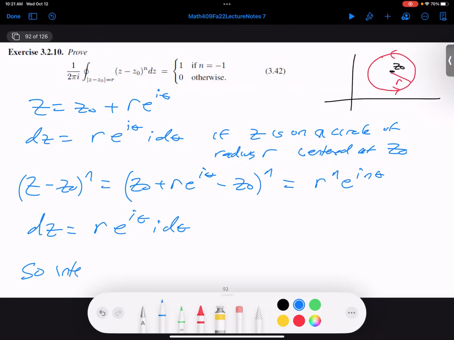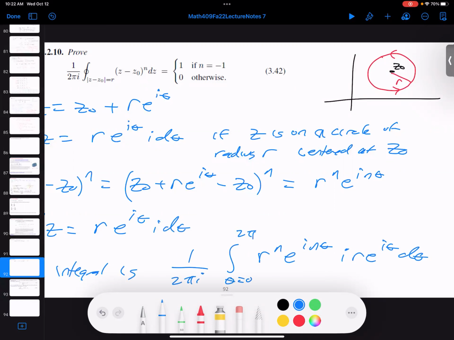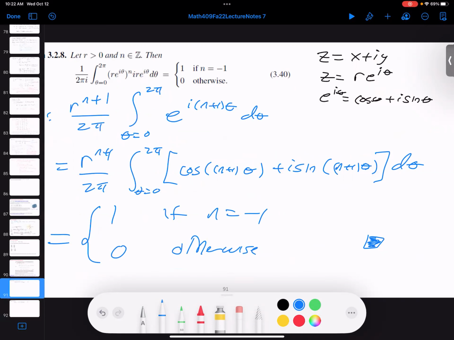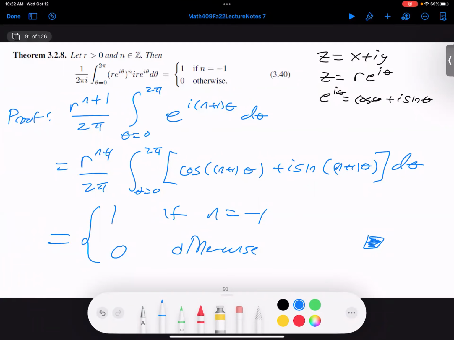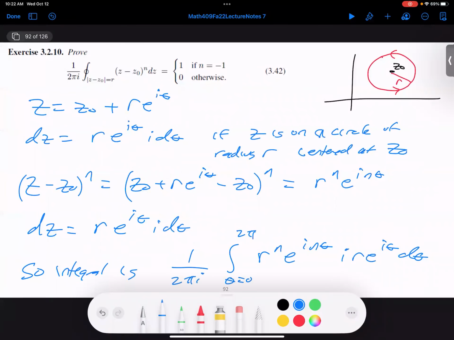So the integral is going to just be 1 over 2 pi i, integral theta goes from 0 to 2 pi. And when I put things in, I'll get r to the n e to the i n theta times i r e to the i theta d theta. And if you look, that's exactly what we had a moment ago. The only difference is, a moment ago, I didn't distribute the n with the r e to the i theta. So this integral, which is 1 if n equals -1 and 0 otherwise, extends immediately to this setting.